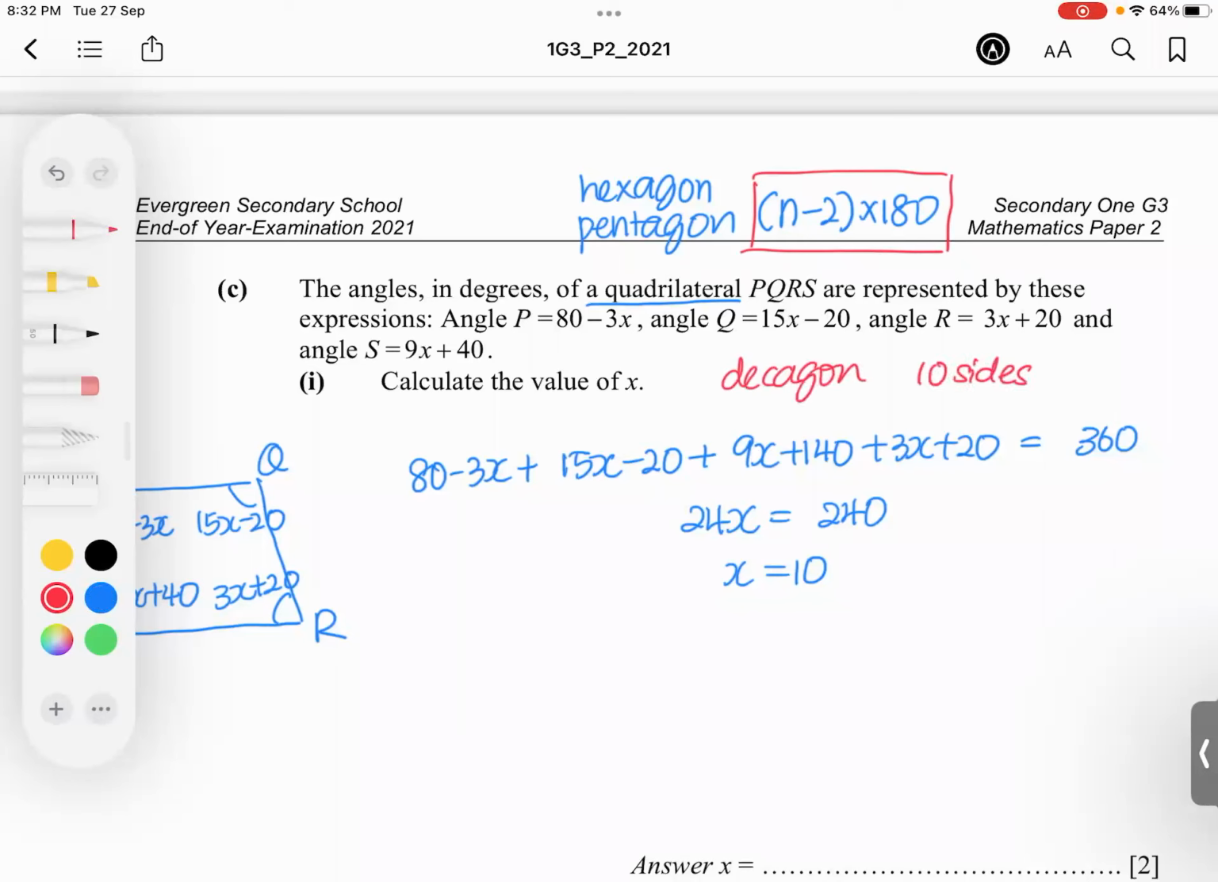So in this case, you might have other shapes of polygons, whichever they ask you, where the total sum of the angles is equal to something. So you form an equation and solve for the answer.